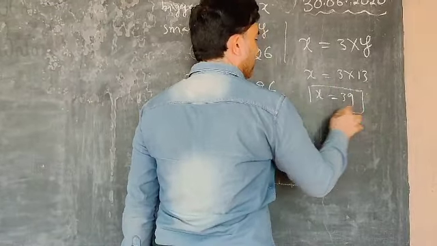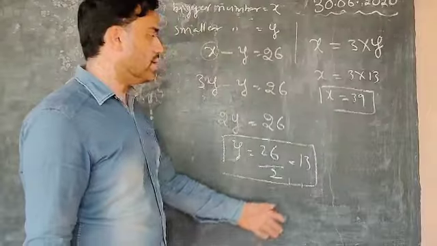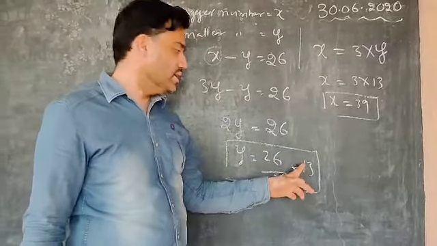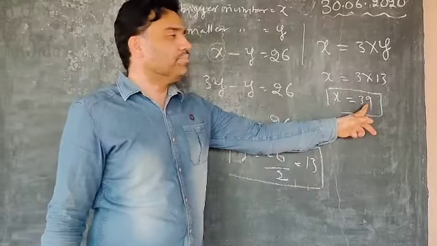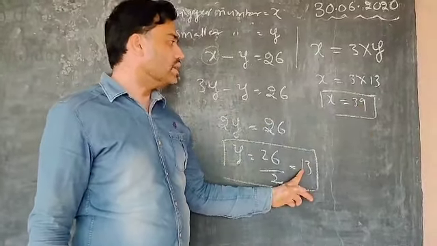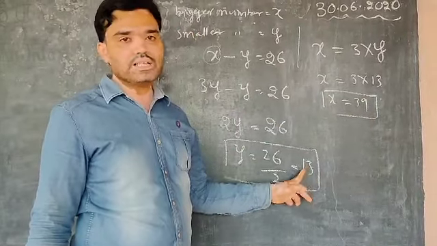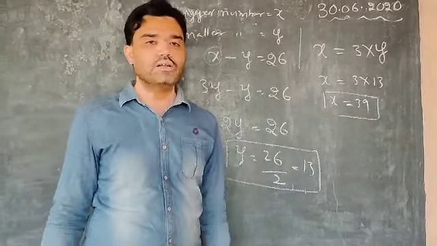So what is the bigger number? 39. What is the smaller number? 13. So 39 minus 13 is 26, isn't it? One of the numbers is 3 times the other. So that is 13 and 39, meaning 39 is 3 times 13. 13 threes are 39. That way we can solve the problem.